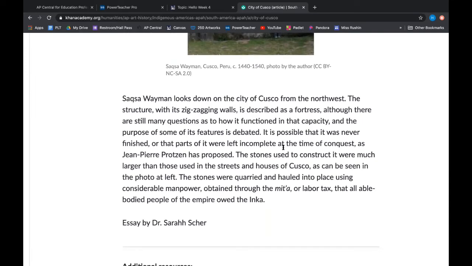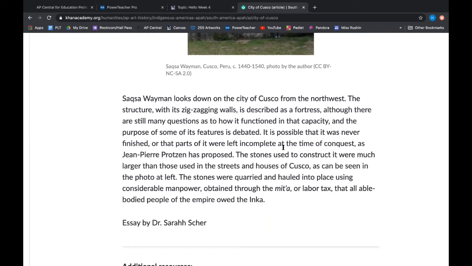Sacsayhuaman looks down on the city of Cuzco from the northwest. The structure, with its zigzagging walls, which you can kind of see in our photo on the bottom of our note page, is described as a fortress. Although there are still many questions as to how it functioned in that capacity, and the purpose of some of its features is debated, it is possible that it was never finished or that parts of it were left incomplete at the time of conquest.